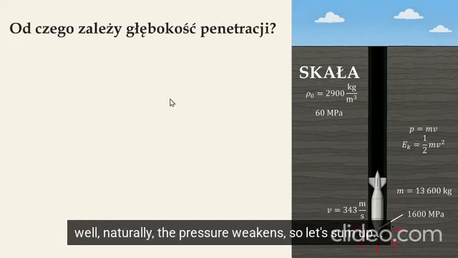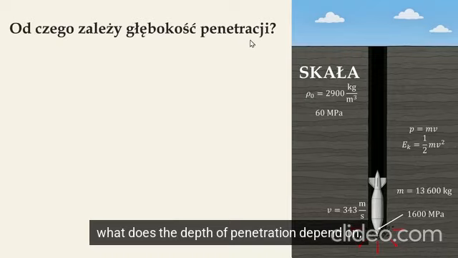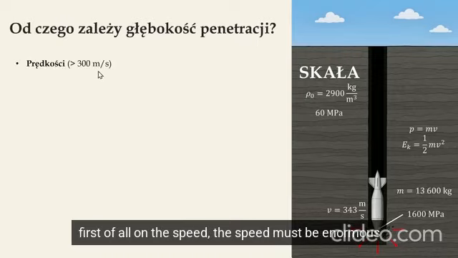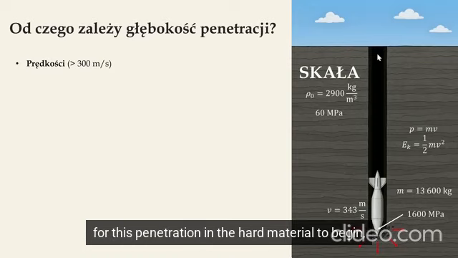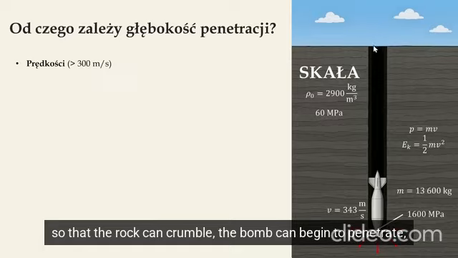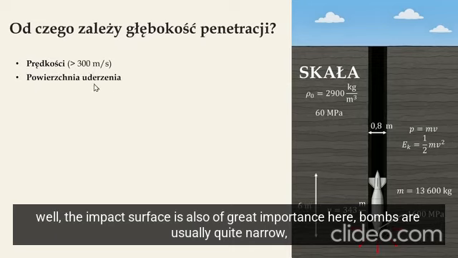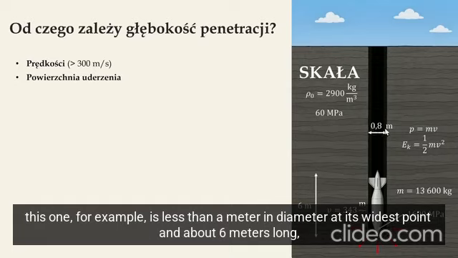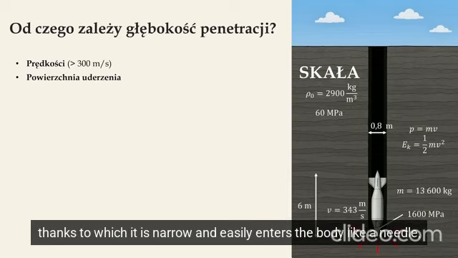So let's sum up. What does the depth of penetration depend on? First of all, the speed must be enormous, for this penetration in the hard material to begin, so that the rock can crumble and the bomb can begin to penetrate. Well, the impact surface is also of great importance here. Bombs are usually quite narrow. This one, for example, is less than a meter in diameter at its widest point and about 6 meters long, thanks to which it is narrow and easily enters the body like a needle.